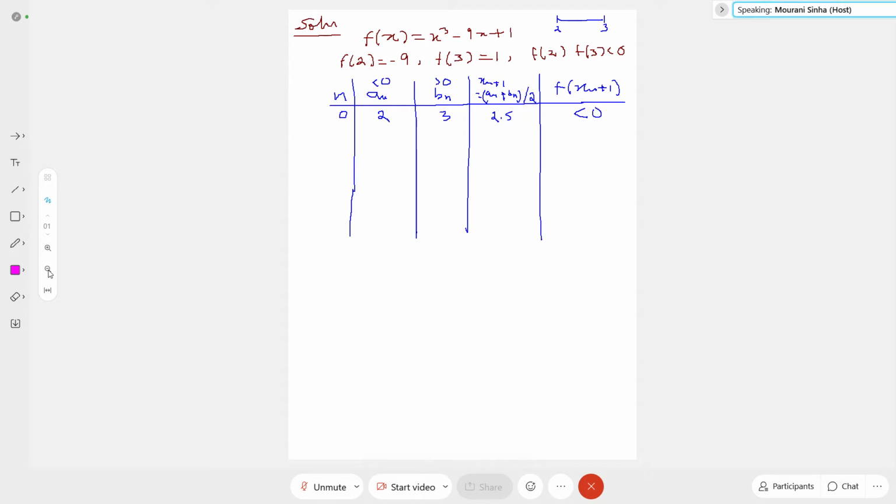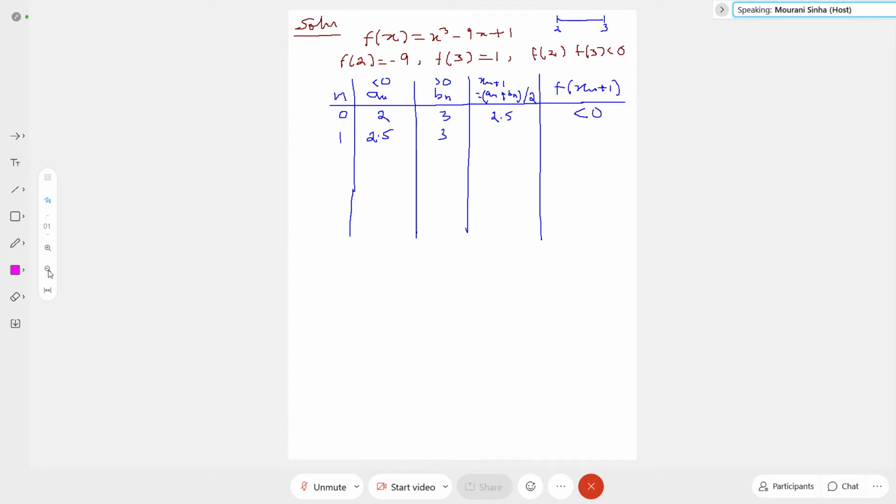Now, if the function is negative at 2.5, this new value 2.5 goes to the negative column. So I will have 2.5, the new xn plus 1, here in the negative column, and the positive column will remain the same. This is my next iteration. So now the root lies between 2.5 and 3. But how to put it?